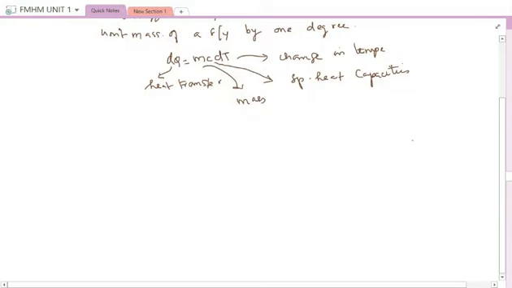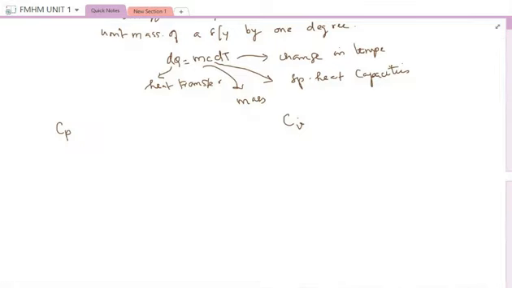Right. So again, you have to categorize the specific heat into two various things. One is specific heat at a constant volume, and one more is specific heat at a constant pressure. Right. So the specific heat at constant volume is denoted by the symbol C suffix v, and specific heat at a constant pressure is denoted by the symbol C suffix p.